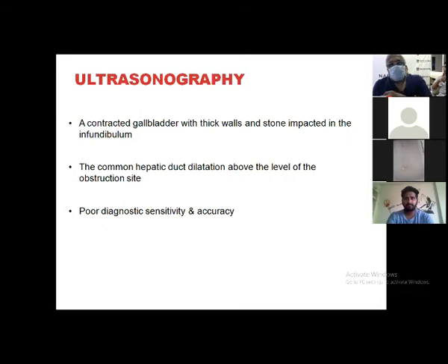Ultrasonography shows a contracted gallbladder with thick walls with a stone impacted in the infundibulum. This is one of the ultrasound findings. There is common hepatic duct dilatation above the level of the obstruction site, and it has a poor diagnostic sensitivity and accuracy regarding Mirizzi. Mirizzi is a combination of everything: clinical features, obstructive jaundice, a contracted gallbladder, proximal dilatation of the IHBR, central or peripheral IHBRD, and associated cholangitis. These all put together bring to a clinician's mind that it could be Mirizzi.